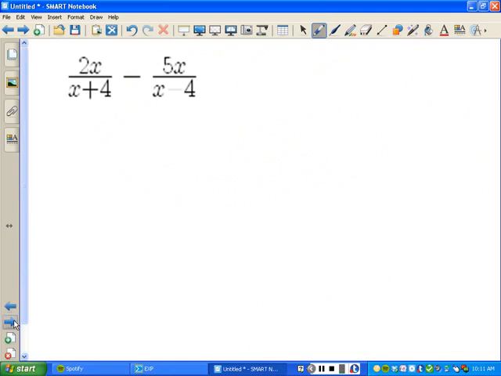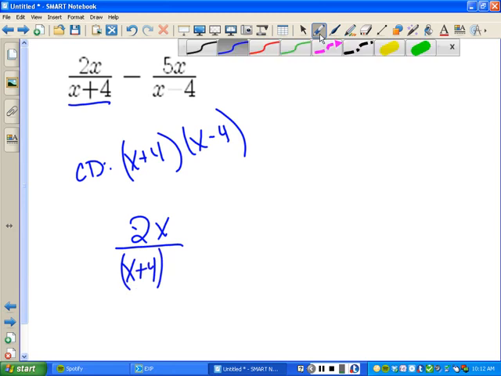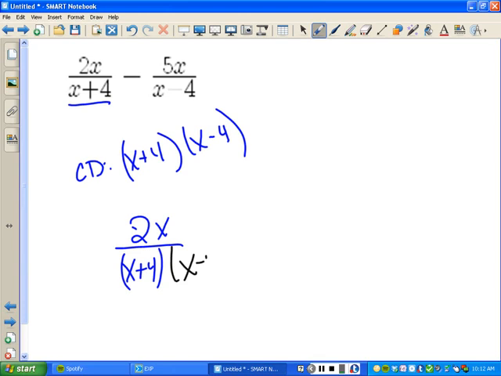X plus 4, x minus 4. What's your common denominator? Common denominator is x plus 4, x minus 4. Now, here I've got the x plus 4. What am I missing? I'm missing the x minus 4. If you put it on bottom, you must also put it on top.